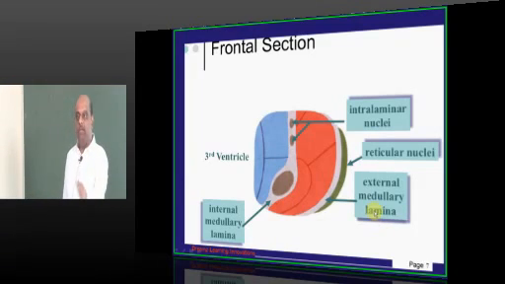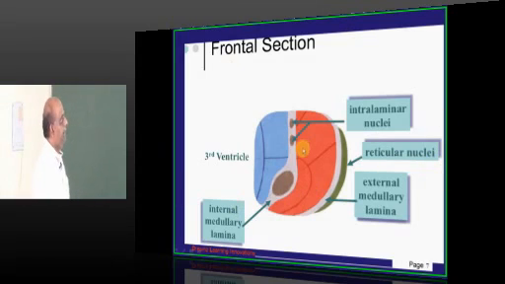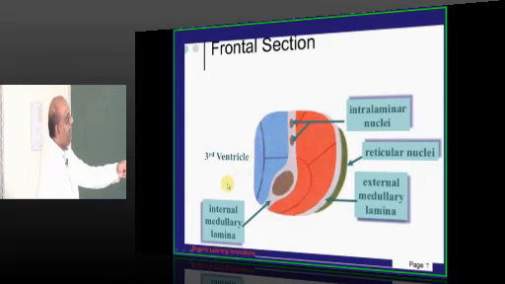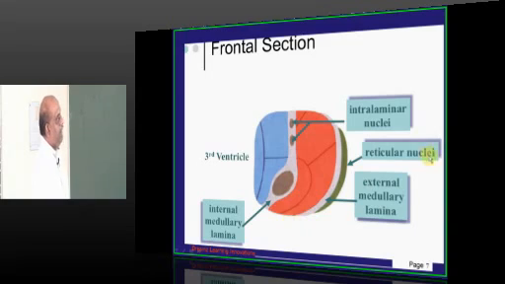Suppose you cut the thalamus from the front and try to see the cross section, what will you see? Typically this is the third ventricle, which forms the medial boundary of the thalamus. Then we have an external medullary lamina and the internal medullary lamina. And the nuclei within this internal medullary lamina are basically called intralaminar nuclei. Then we have the nuclei located here which are called reticular nuclei.